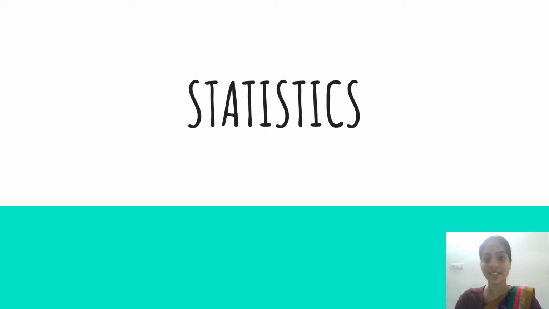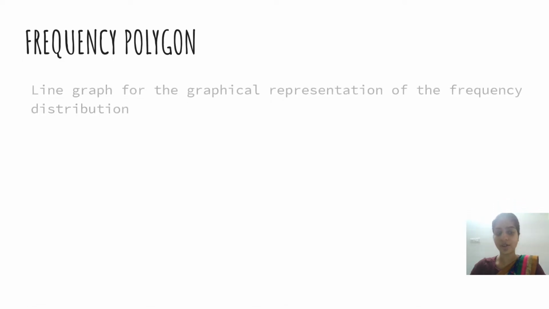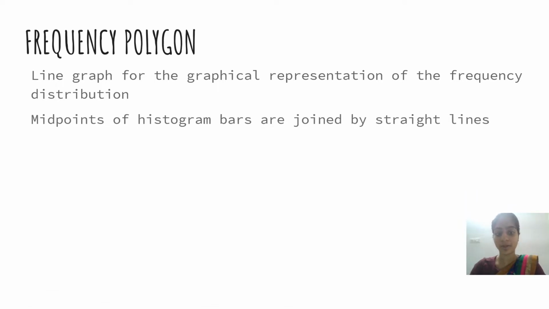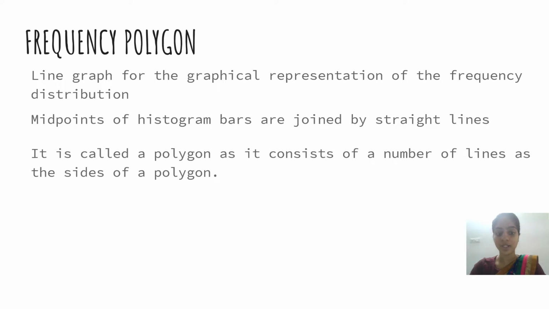Under this, we'll be specifically learning what is a frequency polygon and how to construct a frequency polygon. Firstly, let us look into what is a frequency polygon. A frequency polygon is nothing but a line graph for the graphical representation of the frequency distribution. Here, the midpoints of histogram bars are joined by straight lines to draw a frequency polygon. It is called a polygon as it consists of a number of lines as sides of a polygon.